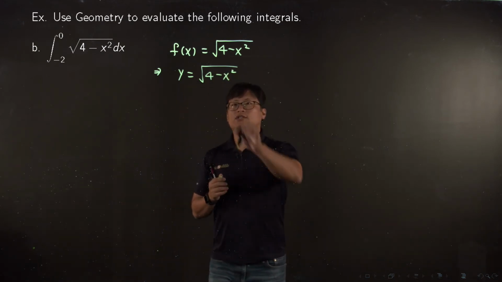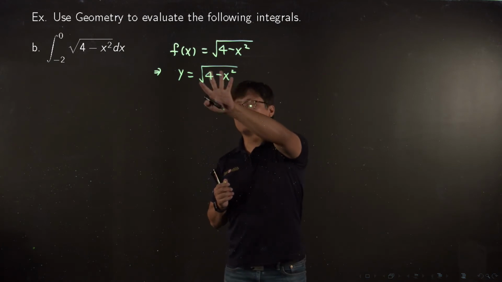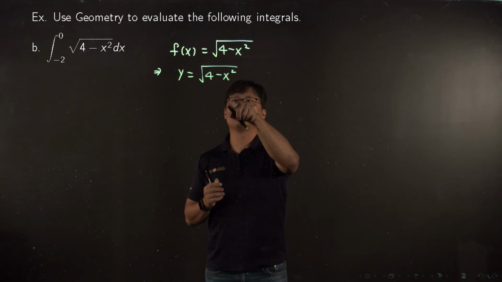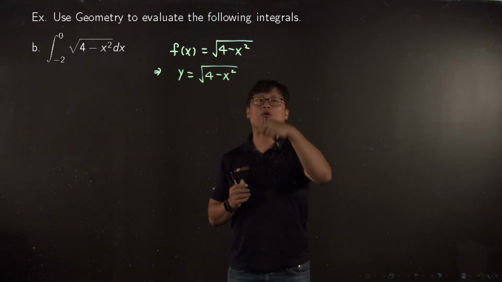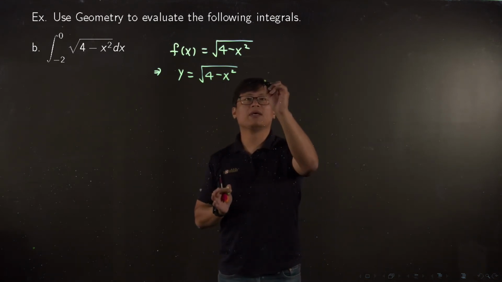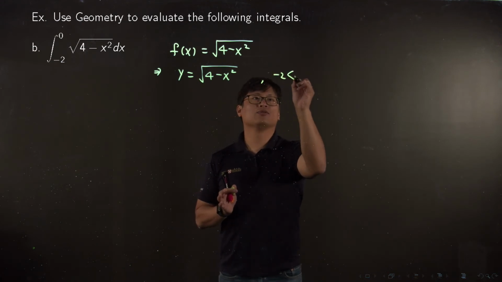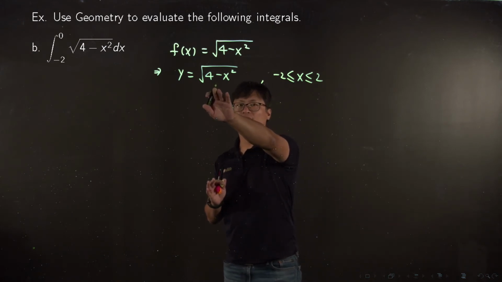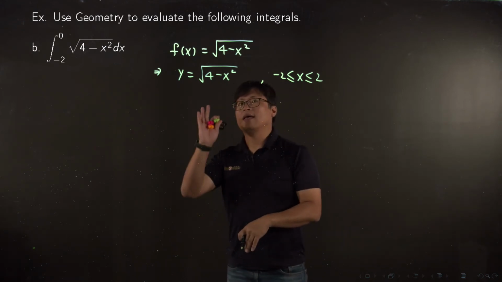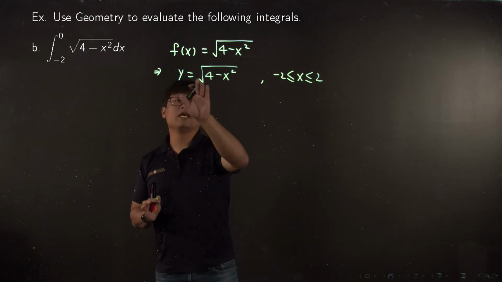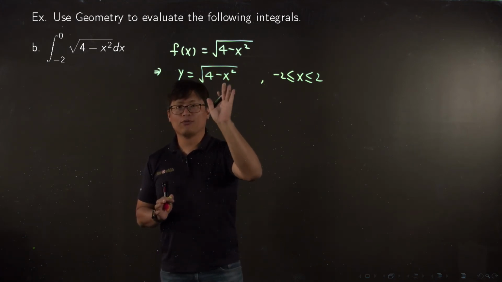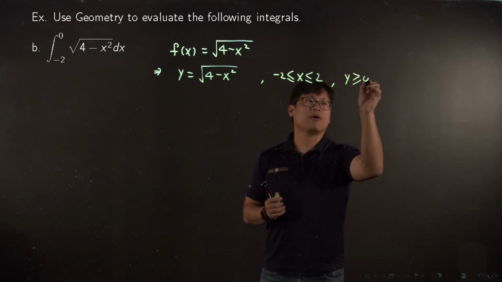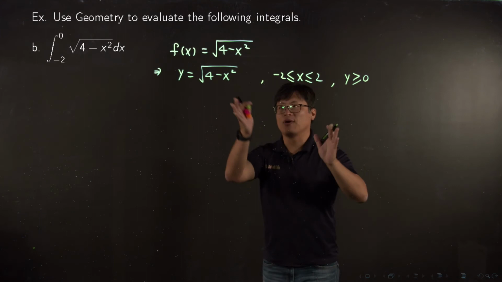First, let's think about the domain. The domain is concerned with what is under the square root, right? It is 4 minus x squared. Since 4 minus x squared must be greater than or equal to 0, your x must be between -2 and 2. Otherwise, you're going to have a negative value under the square root, which is out of domain. And second, since y is equal to a square root, the value must be positive, so y must be greater than or equal to 0. These are two things we get from this function.